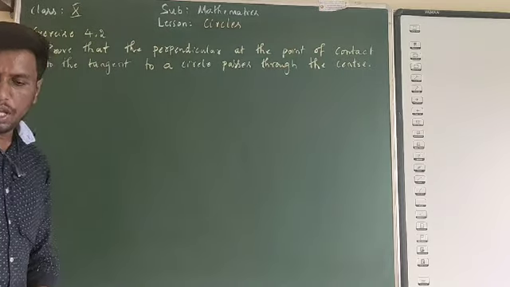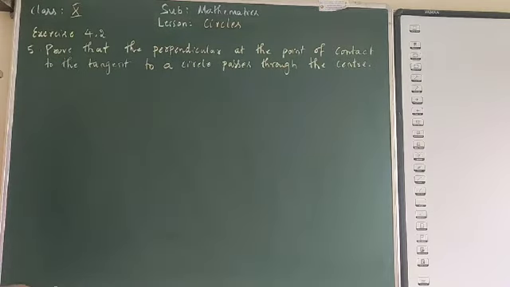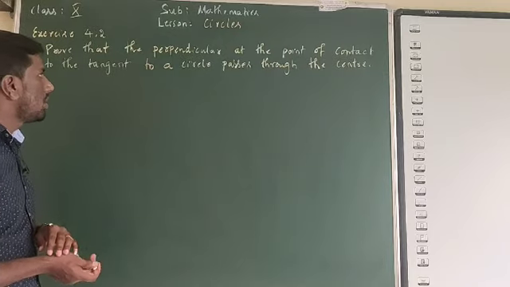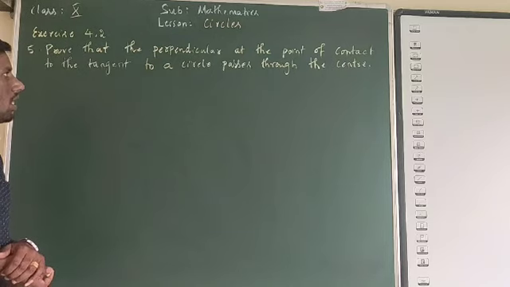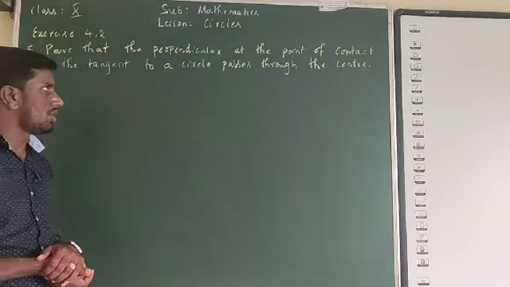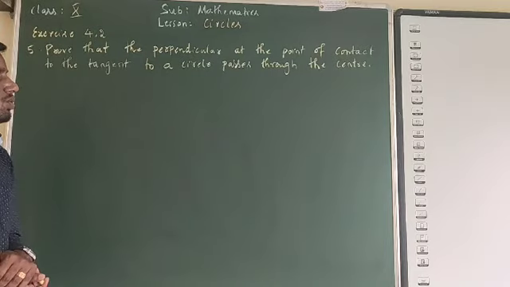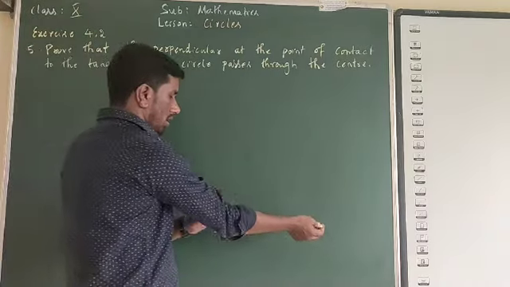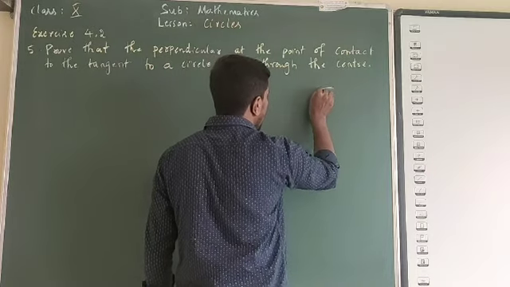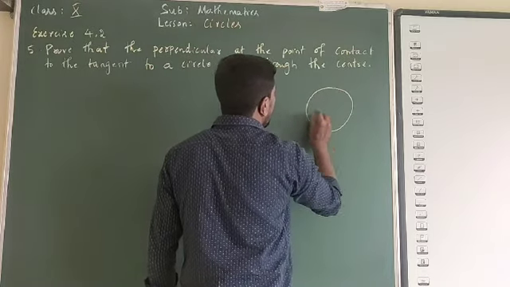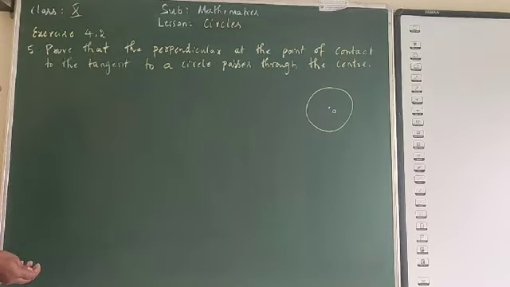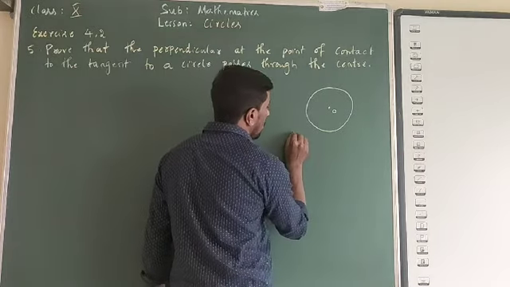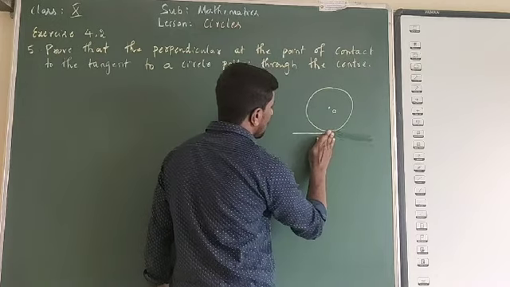Prove that the perpendicular at the point of contact to the tangent to a circle passes through the center. Let me draw the diagram for this. I am having a circle with center O. We need to prove that the perpendicular at the point of contact to the tangent of the circle passes through the center. So there will be a tangent.